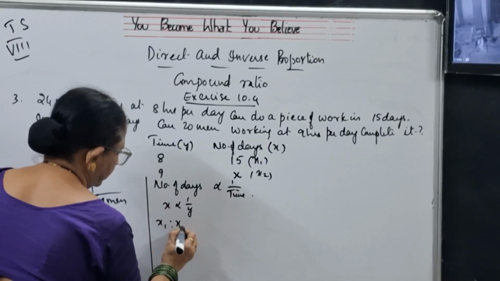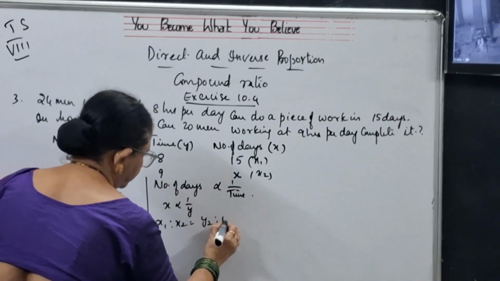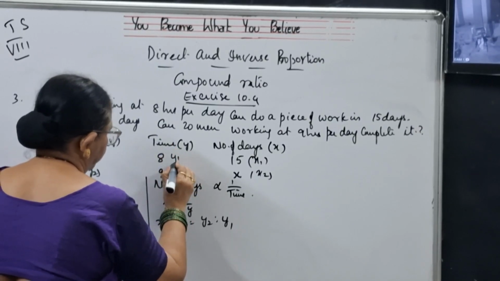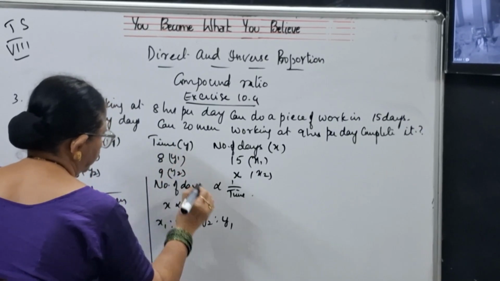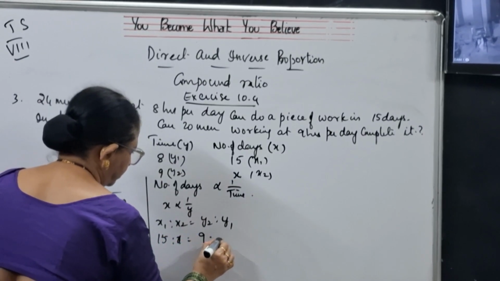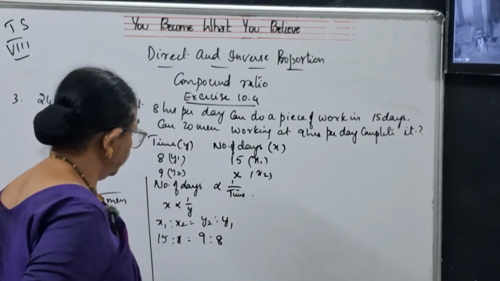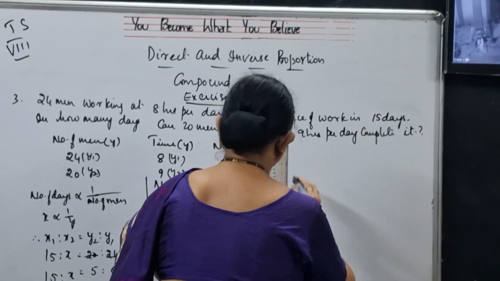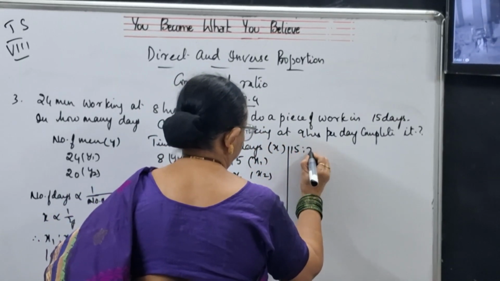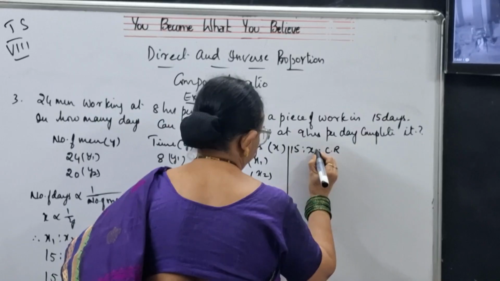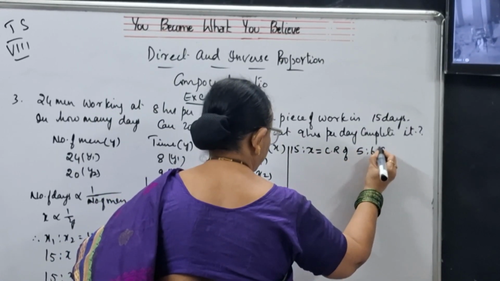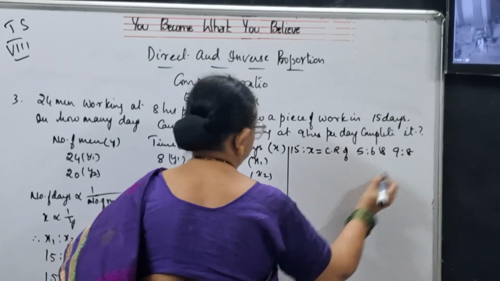So x1 is to x2 is equal to y2 is to y1. So this is y1, sorry, this is y1 and this is y2. So 15 is to x is equal to 9 is to 8. So we will take 15 is to x is equal to the compound ratio of 5 is to 6 and 9 is to 8.